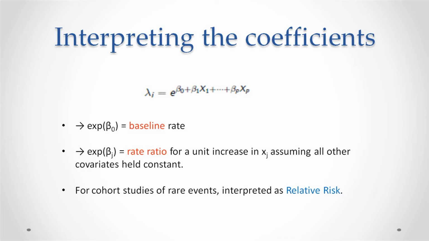Now, in the situation where we have a cohort study and a rare event, it can be shown by performing a Taylor series expansion that the beta j's can be interpreted as the corresponding relative risks.